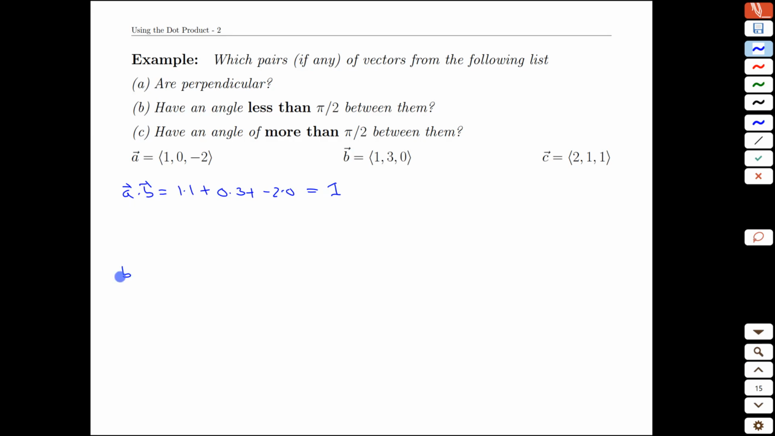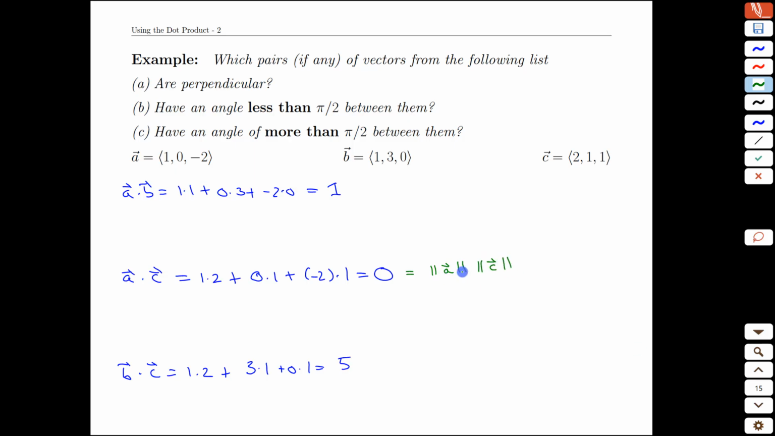Let's do all these calculations in advance, and then we'll analyze them. If we take A with C, that'll be 1 times 2 plus 0 times 1 plus negative 2 times 1, and that is 2 minus 2, that is 0. So we can already see one perpendicular combination. And last but not least, we have B with C: 1 times 2, 3 times 1, and 0 times 1. And that would be equal to 2 plus 3, which is 5.